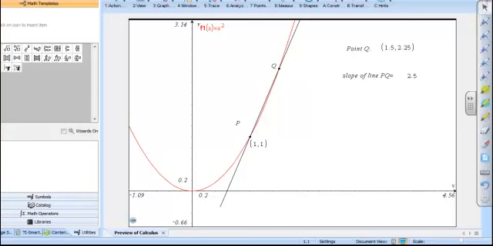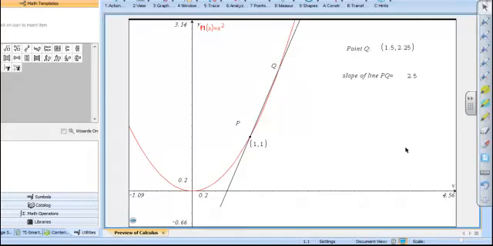Now, here's the big question. Can I make this work with all this other stuff that's going on right now? If I grab point Q, let me grab point Q a different way. Point Q is movable. And so what I can do, maybe, is if I grab point Q, I can slide Q closer to point P.